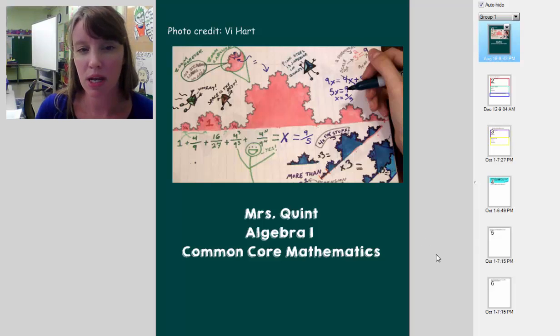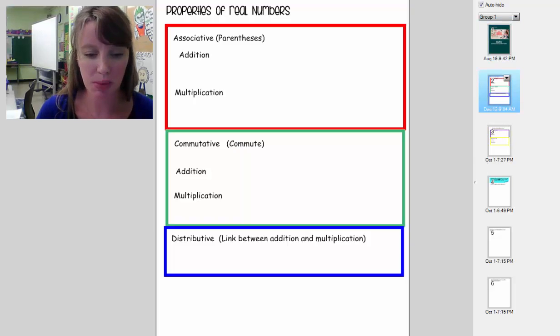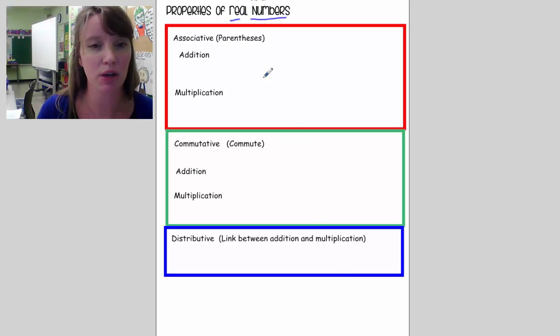Welcome. Today we're going to talk about the properties of real numbers and closures of sets. So first let's talk about the properties of real numbers. We all understand what real numbers are, right? They're the set of rational and irrational numbers. We've been over that before.